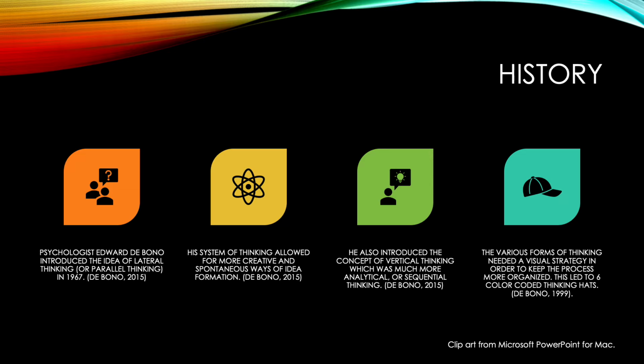He also talks about the concept of vertical thinking, which is different from lateral thinking, because lateral thinking, like I said, is a creative process, whereas vertical thinking is more your analytical thinking, like what you use in mathematics or science. And the various forms of thinking needed a visual strategy in order to keep the whole process organized, and he came up with the 6 color-coded thinking hats.